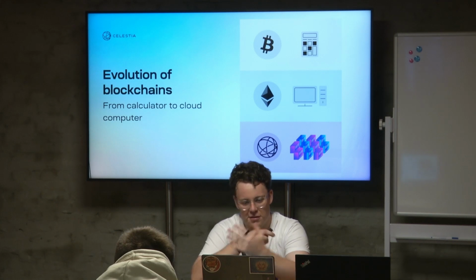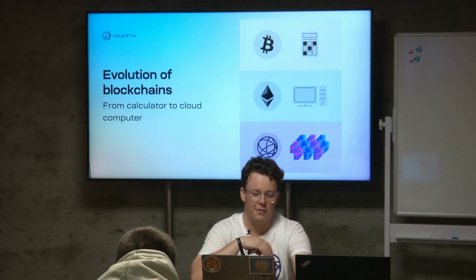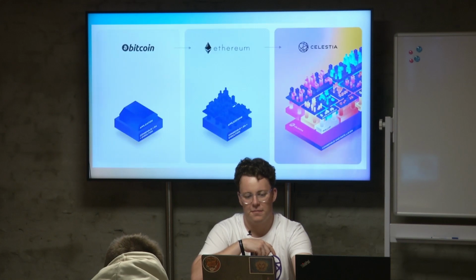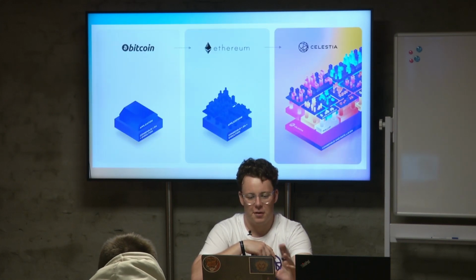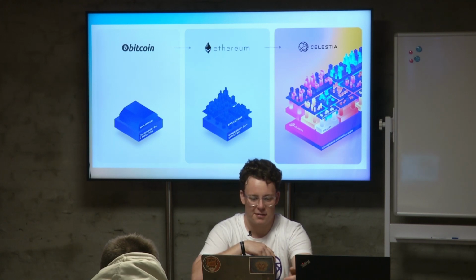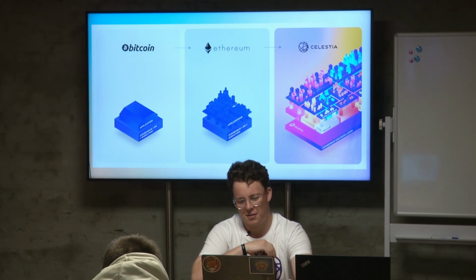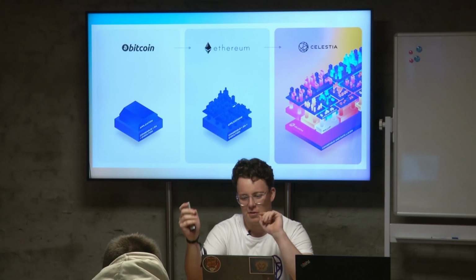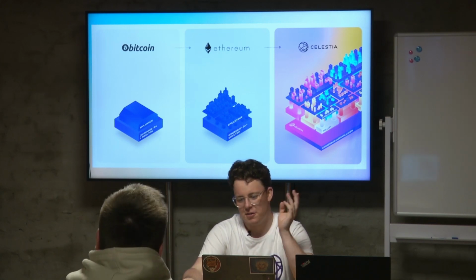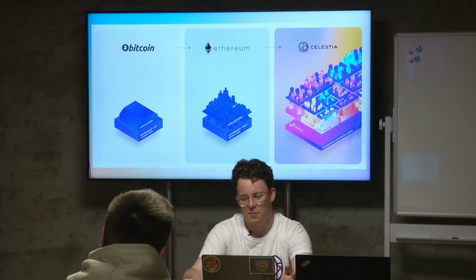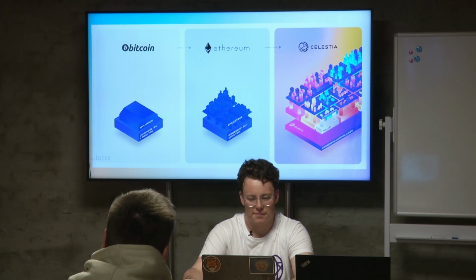So we can think of this as pretty much an evolution from calculator to cloud computer. Going back to the Bitcoin era, we have an application, which is Bitcoin. Consensus, DA, and execution are all tightly coupled. With Ethereum, we kind of split that apart into applications, consensus, DA, and execution as well, but the applications are a little bit more separate. And in the Celestia vision, we're able to specialize each one of those applications.